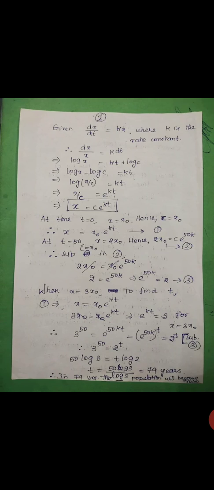e^(50k) is equal to 2. What's our aim? We have to find the time. Time means in how many years it is triple. Okay, it is a question.